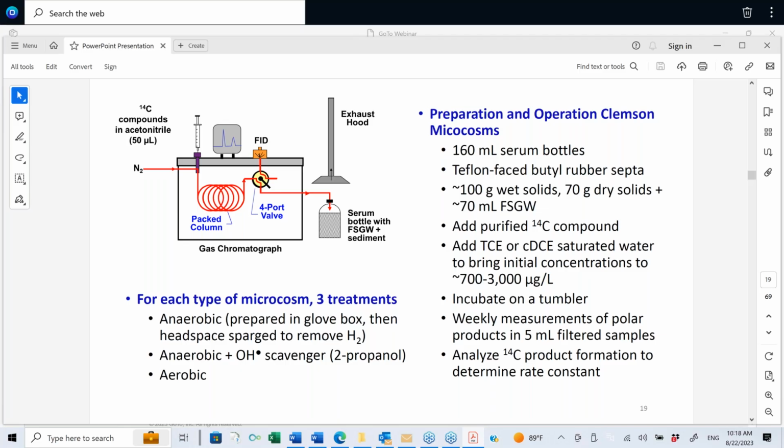One treatment, the serum bottles are prepared in a glove box, and then the glove box headspace is sparged out with nitrogen to remove the hydrogen. So that's an anaerobic incubation. Another one is an anaerobic incubation where they add 2-propanol to scavenge up free radicals that might be one of the mechanisms involved in the degradation of the chlorinated solvent. Then the third treatment is same setup, except it's got oxygen in the headspace.